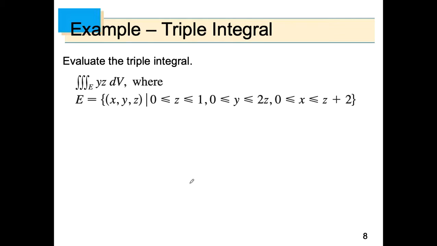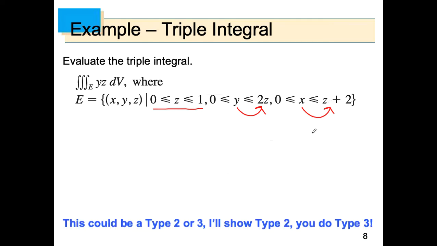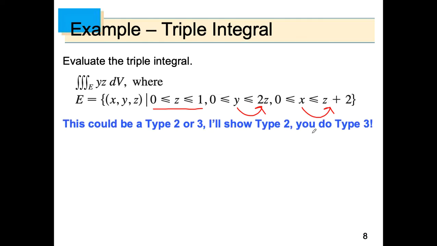Now notice that this one is interesting. So this one I have my z as the constant. So this definitely will not be type 1. So this is either type 2 or type 3. But upon further inspection, notice how y can be written in terms of z in its upper limit, but x also can be written in terms of z in its upper limit. Because they're both written in terms of z in their upper limits, these are actually both type 2 or type 3.